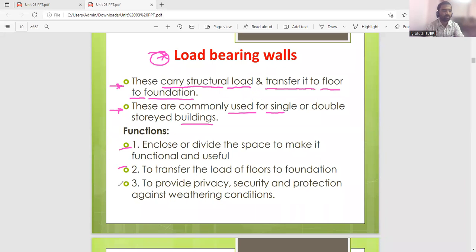Okay, you can just remember these points. Function: it divides the space to make it functional and useful, to transfer the load of the floors to the foundation, to provide privacy, security, and protection against weathering action. Just remember this point.